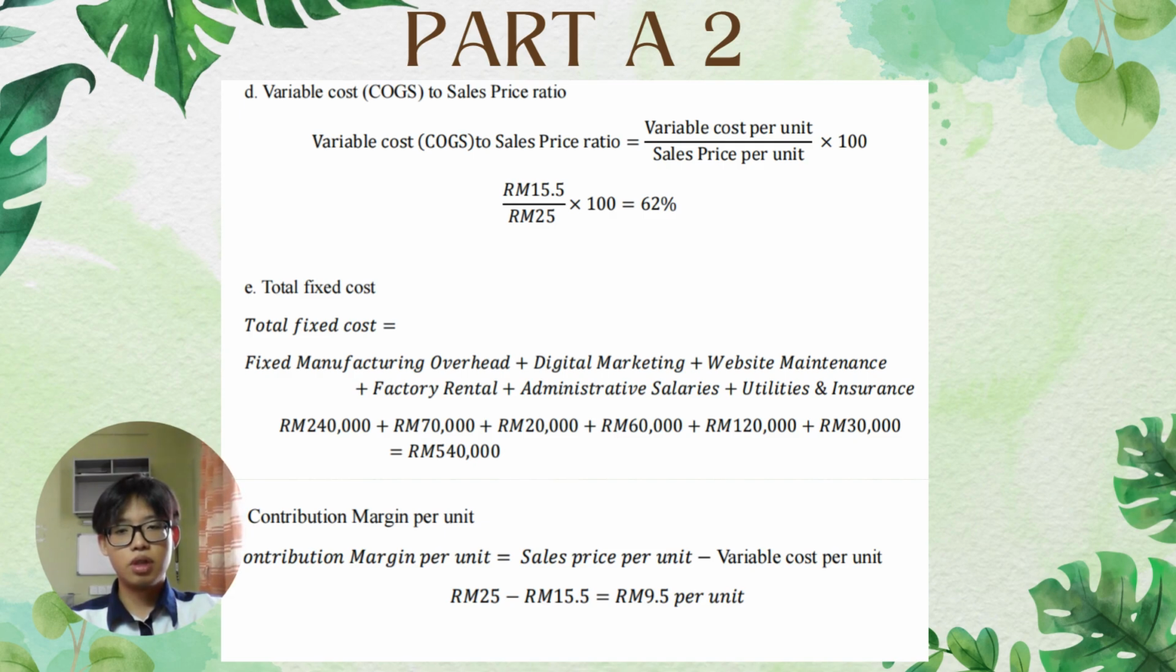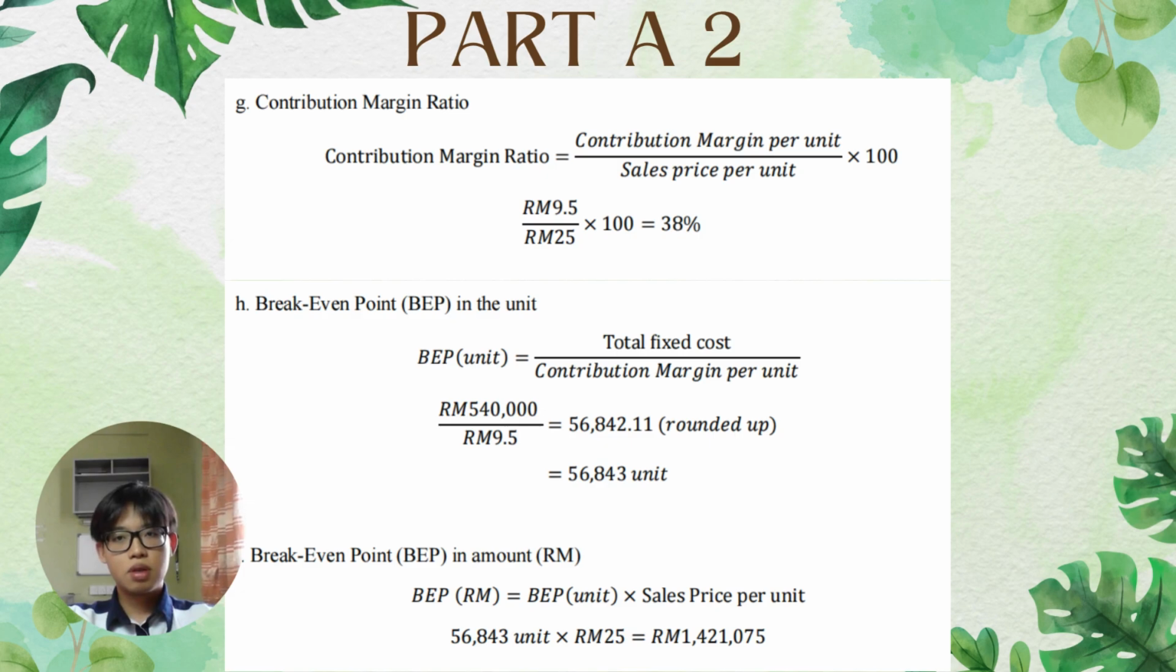9.5 ringgit per unit. To calculate the contribution margin ratio, we just need to take contribution margin per unit divided by the sales price per unit and multiply by 100. Our contribution margin per unit is 9.5 ringgit and our sales price per unit is 25. Then we take 9.5 divided by 25 and multiply by 100, which gives us 38%.